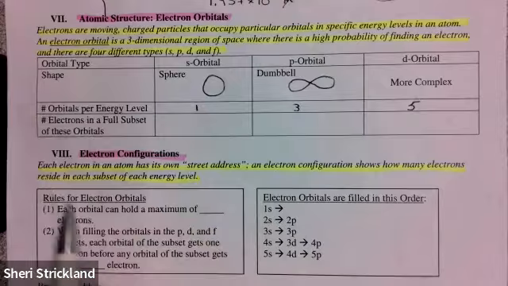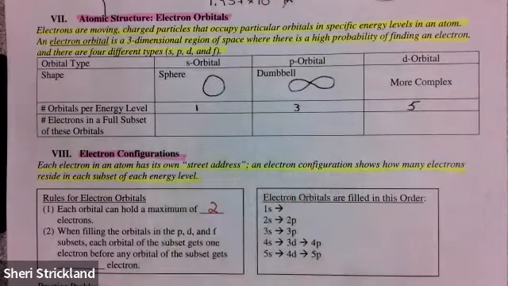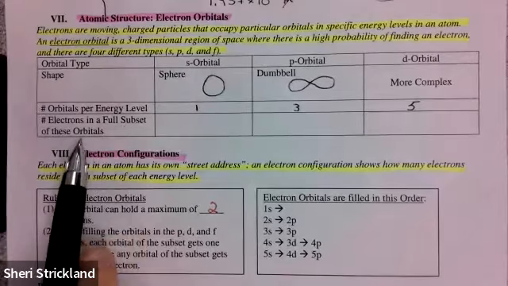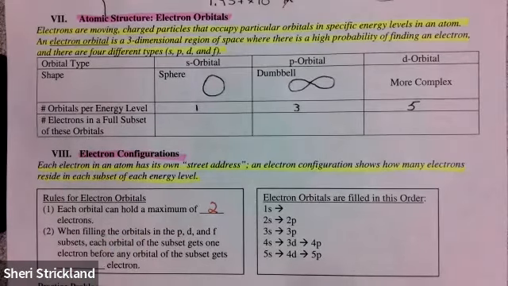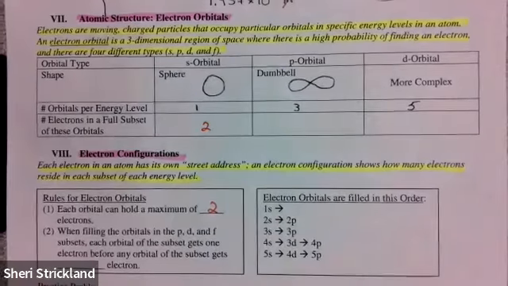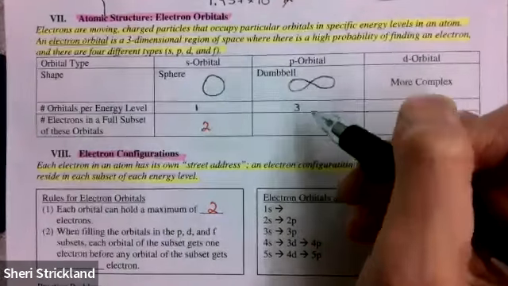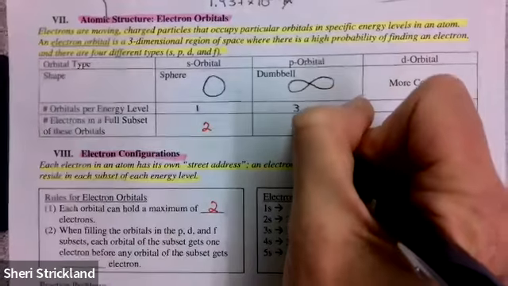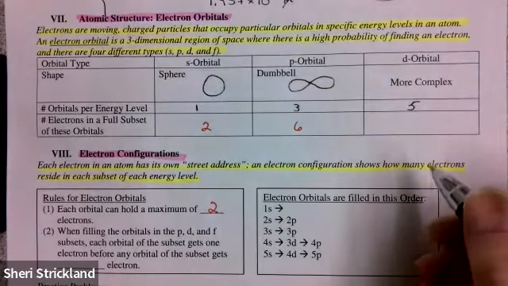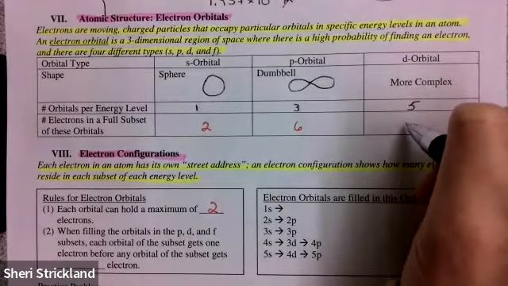We're going to talk about electron configurations, but first I want you to see here, each orbital, wherever it is in the atom, can hold a maximum of 2 electrons. So if we've got one s orbital, then the number of electrons in a full subset of these orbitals in a particular energy level is 2. So it's just 2 electrons per orbital in the energy level. And the p subset in each energy level that can have a p, 6 electrons. And in the d subset in every energy level that can have a d, 10 electrons.